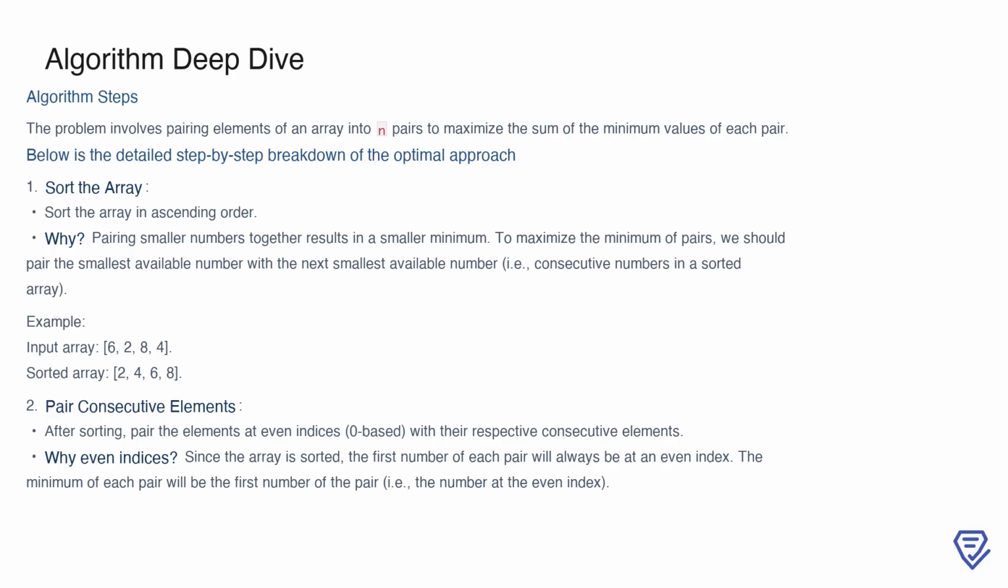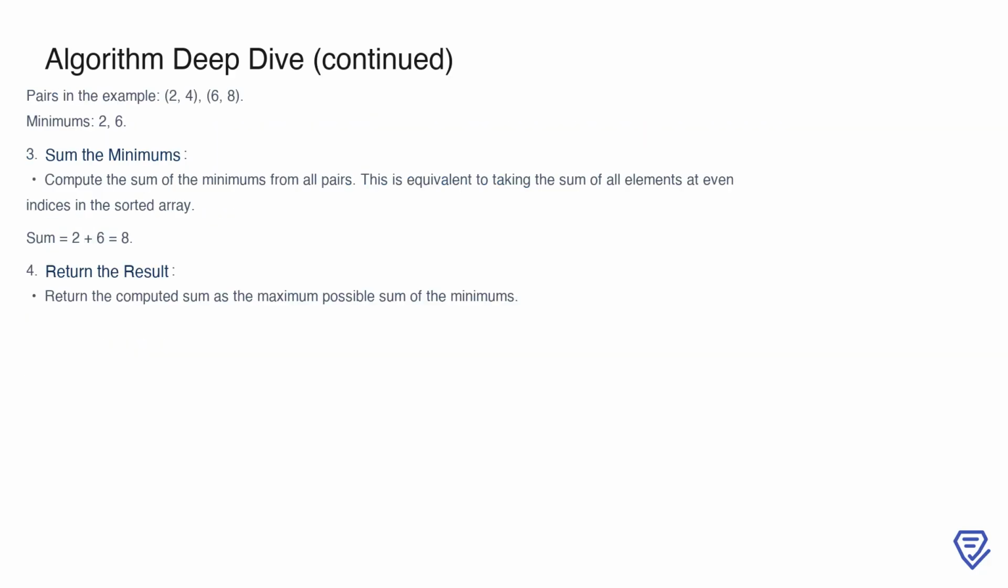Now, the next step is to form pairs by grouping consecutive elements together. Specifically, we take elements at even indices and pair them with their consecutive elements. This ensures that the first number of each pair, which is always at an even index, will represent the minimum value for that pair. This approach simplifies the pairing process while ensuring optimal results. In the sorted array 2, 4, 6, 8, the pairs formed are (2, 4) and (6, 8). The minimum value of each pair is 2 for the first pair and 6 for the second pair.